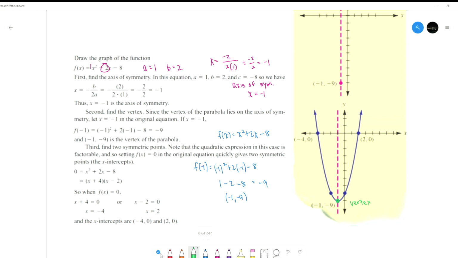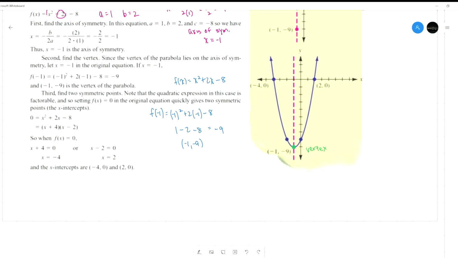So how do we find the y-intercept? We have to substitute 0, right, for x. So let's substitute 0. f of 0 is equal to 0 squared plus 2 times 0 minus 8. So that gives us negative 8. So our y-intercept is 0, negative 8. And you can see 0, negative 8 is this point right there.